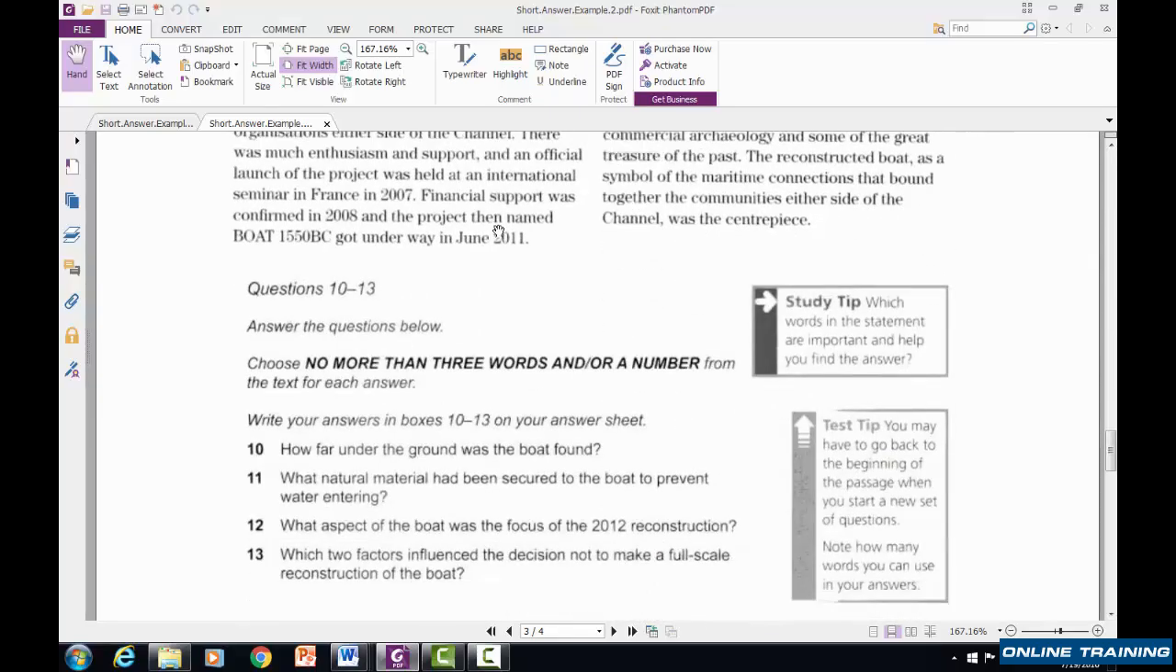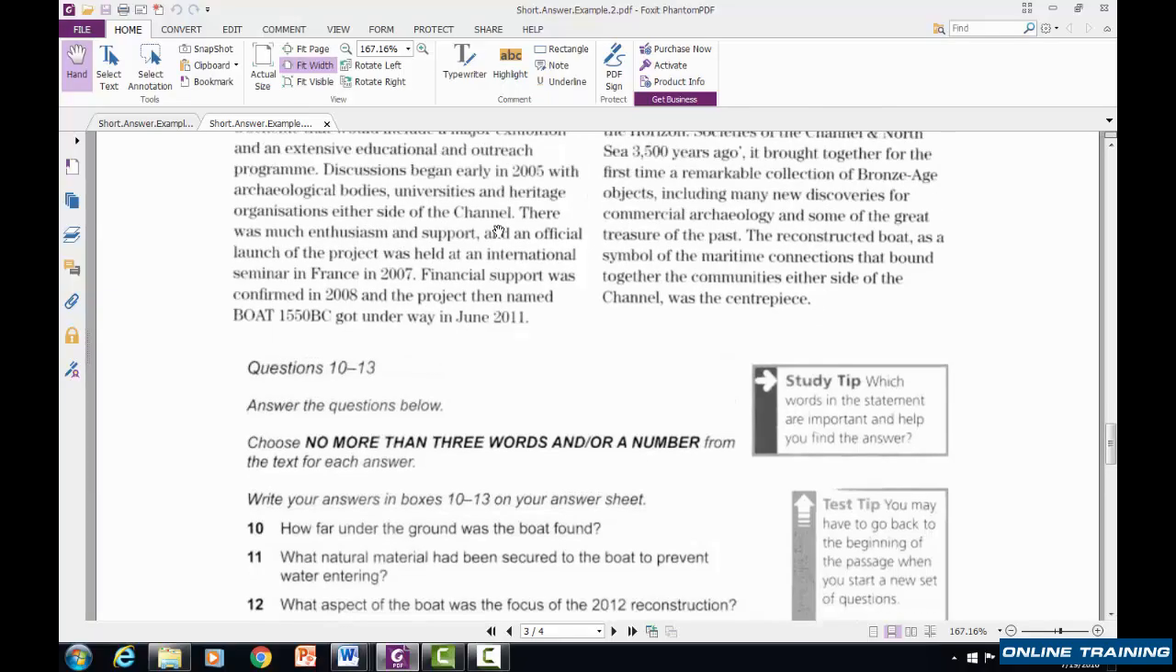All right, now when we look at number 13, which two factors influence the decision not to make a full-scale reconstruction of the boat? So for number 13, we're looking for two factors. It's very important. Two factors influence the decision to not make a full-scale reconstruction.